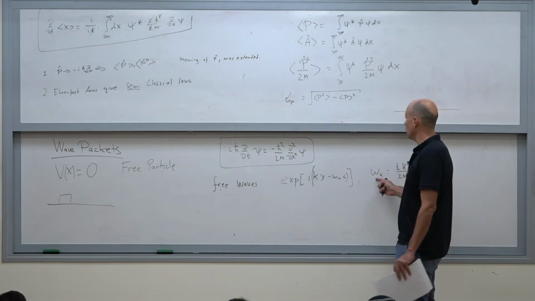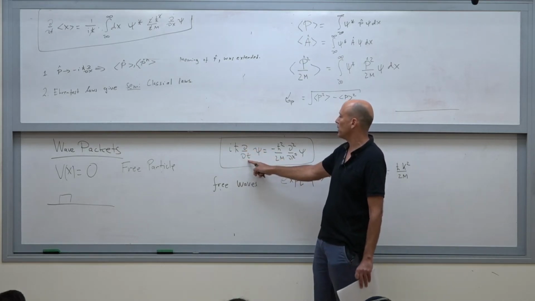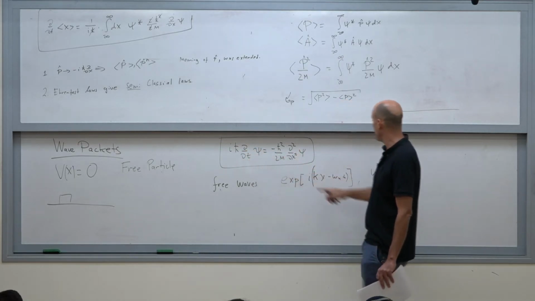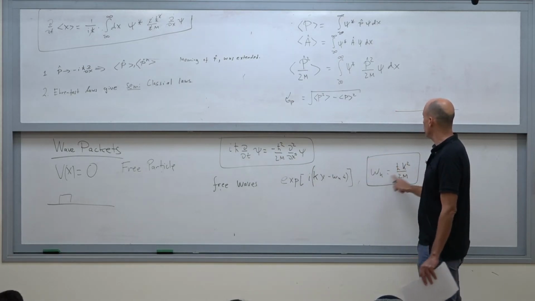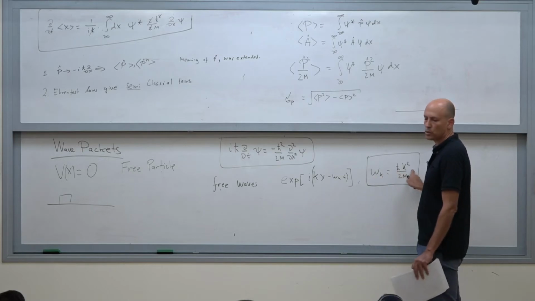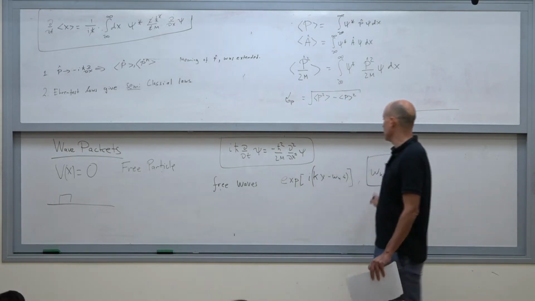The k squared versus omega_k comes from the fact that you have a first derivative in time here and a second derivative in space, and that's why this dispersion relation is nonlinear in k. Omega_k goes like k squared, not like usual waves that you studied.